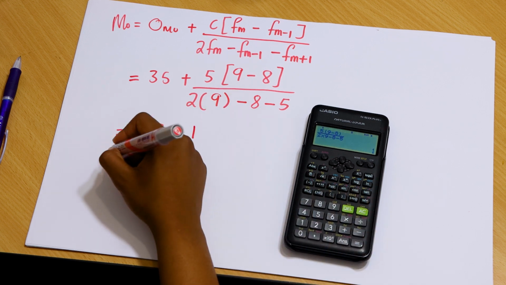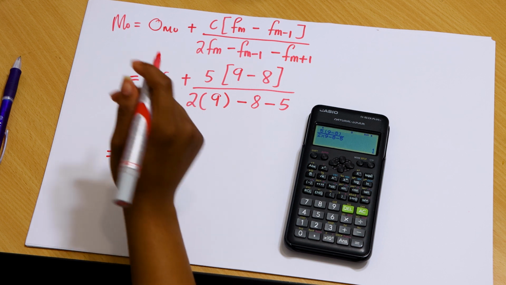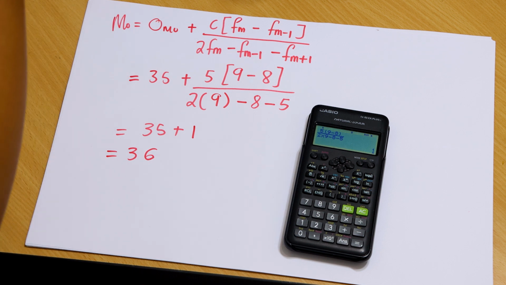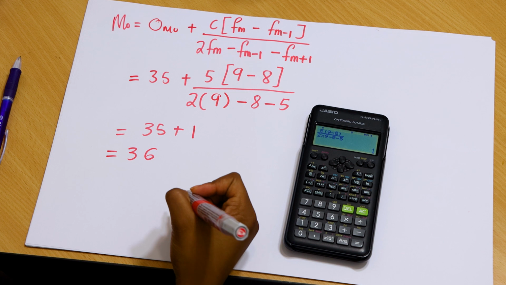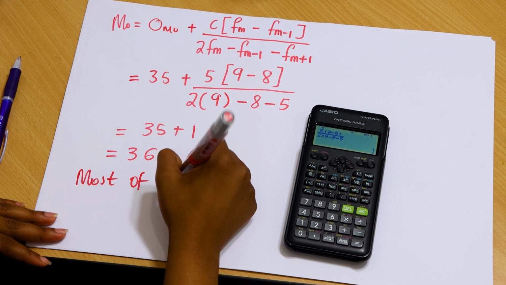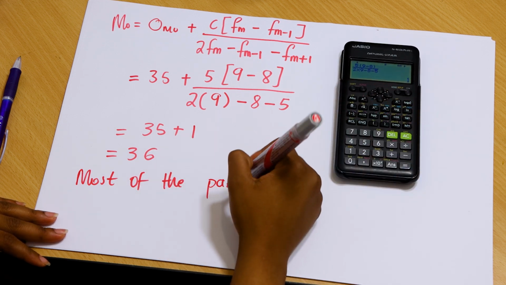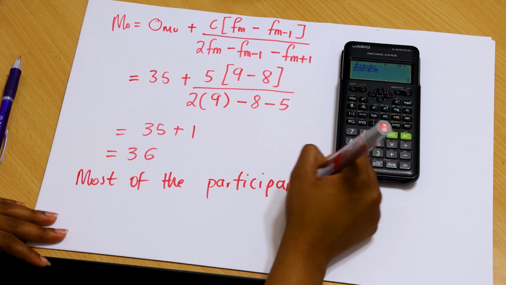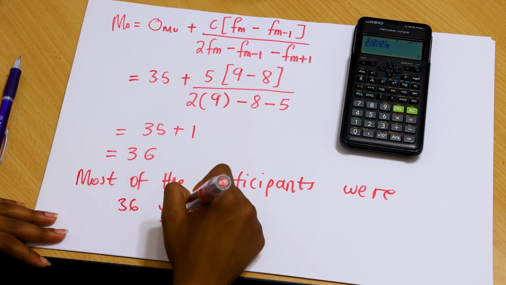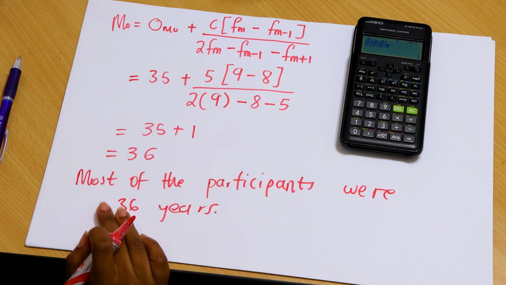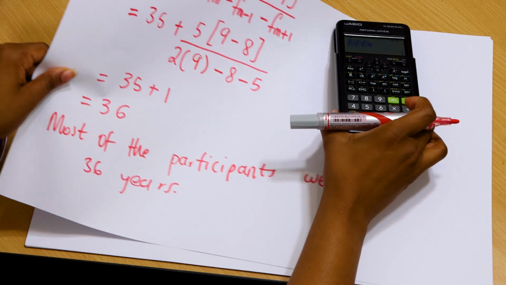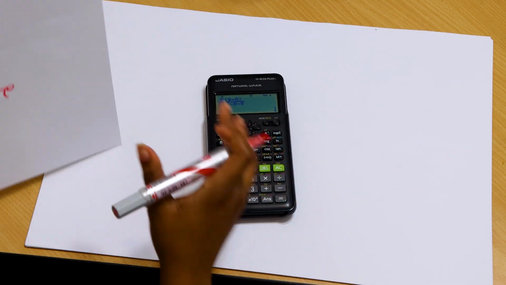Then that is 1, which is 36. And because the mode shows you the most occurring outcome, it means most of the participants were 36 years. So we have calculated the first three, the mean, the median, and the mode.